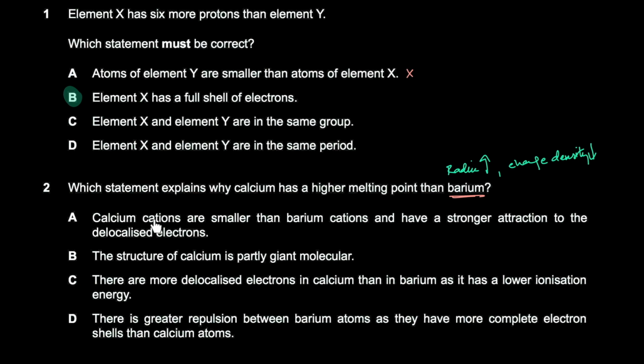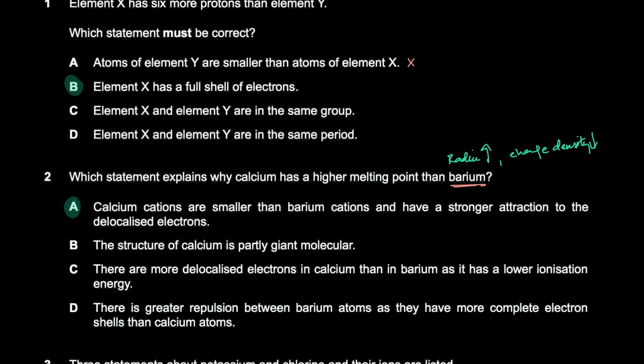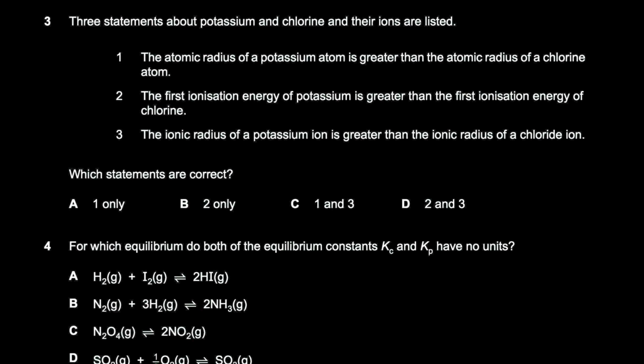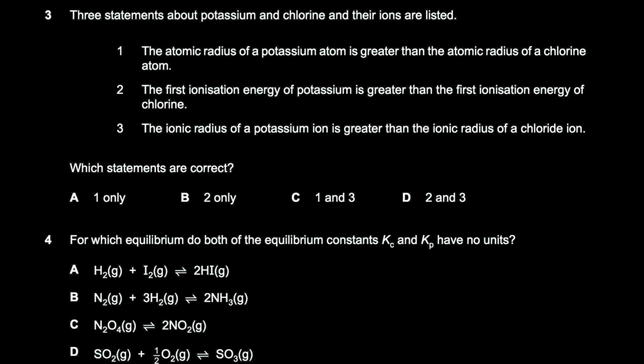So calcium cations are smaller. Because calcium cations are smaller, they have a stronger attraction to the delocalized electrons. So statement A is correct. Because they're smaller, they have a greater charge density, which means they have stronger attractions between the cations and delocalized electrons.